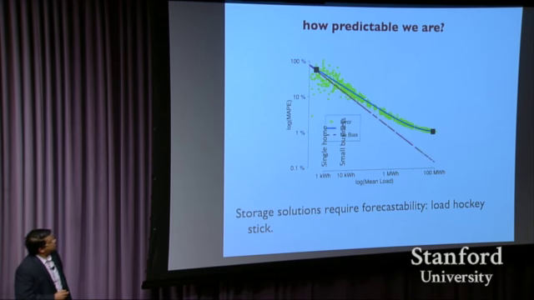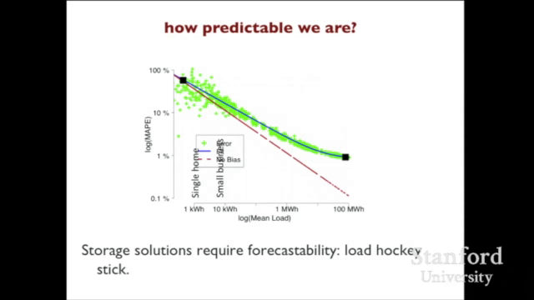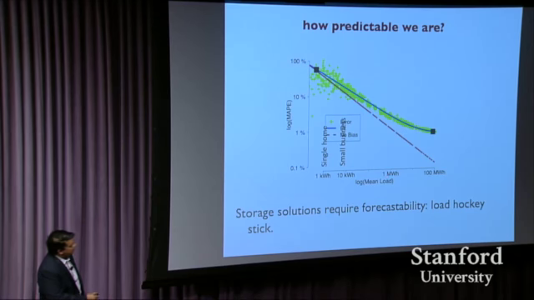And this is the curve that we see. It's kind of a hockey stick curve, okay? And you can see that, for example, if I have 10 homes together, my error is already 10%. If I have 1 megawatt, that's roughly 1,000 homes, it's already 1%, okay? So aggregation reduces the forecast error.